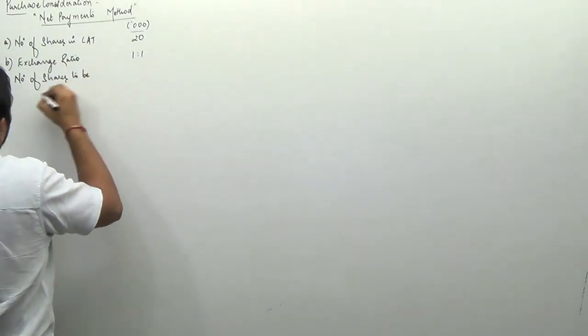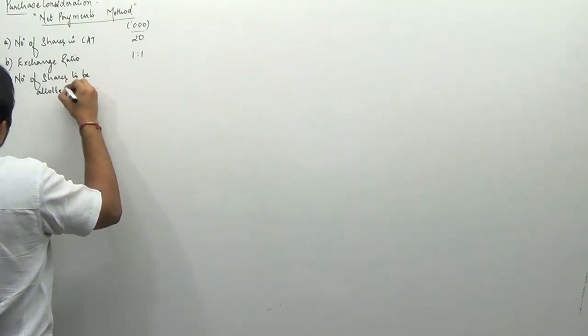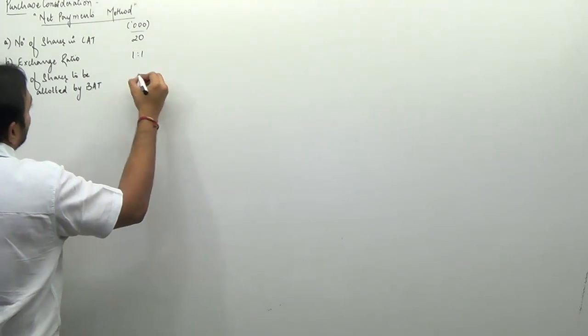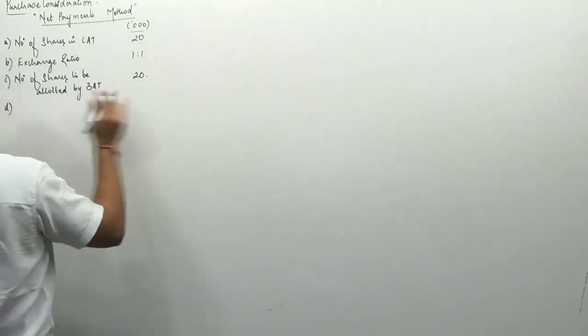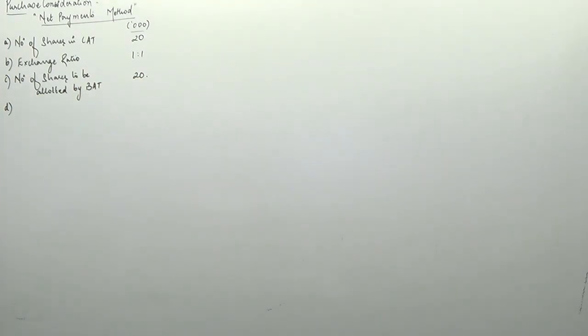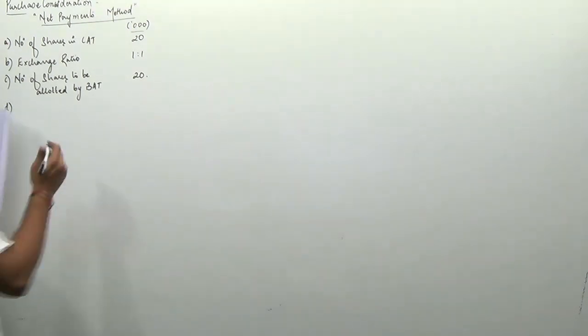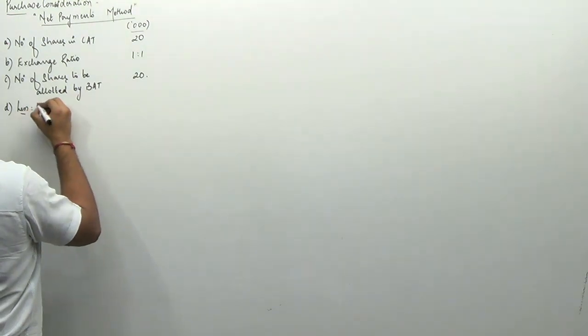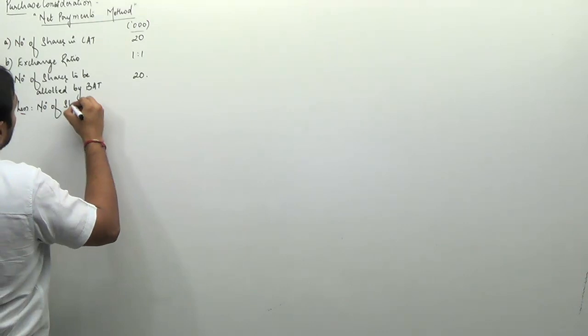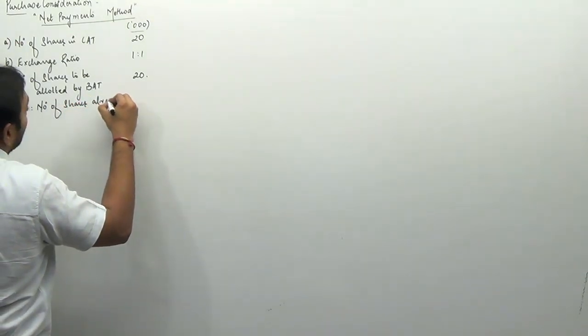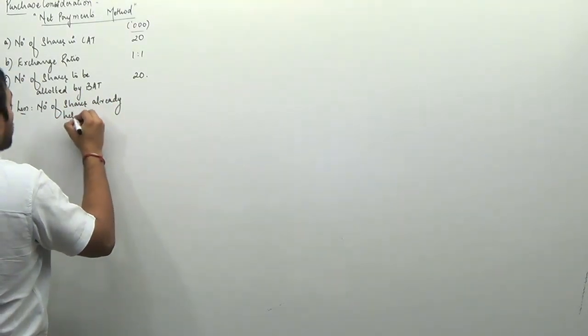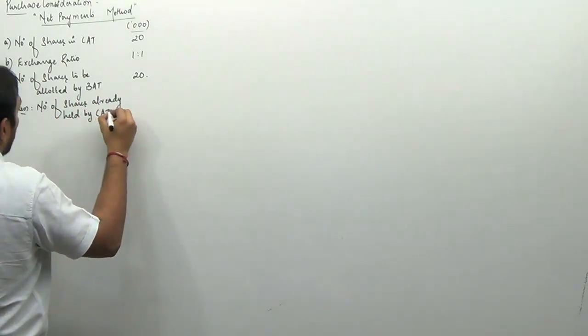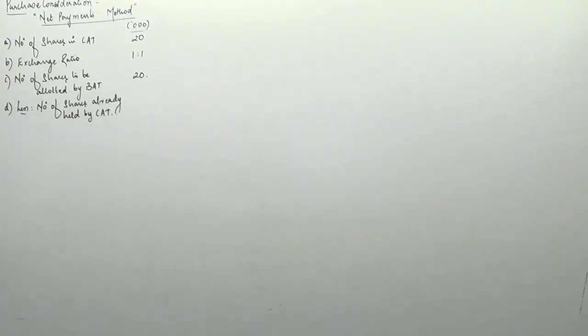Number of shares to be allotted by BAT. But I will not allot the entire 20 shares. The reason is the selling company already holds some shares in the purchasing company. So I can reduce that, less number of shares already held by CAT. How many shares does CAT hold in BAT? Check investments. It is clearly given that CAT Limited will cancel 20% of holding.